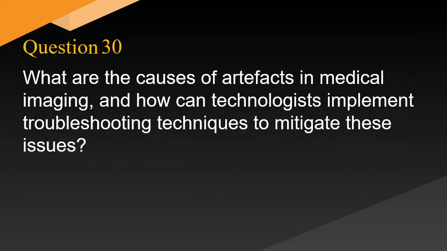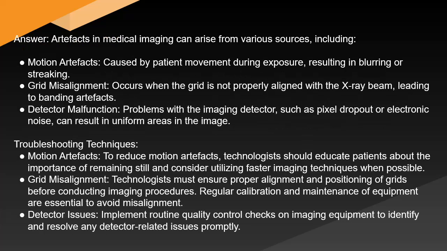What are the causes of artifacts in medical imaging, and how can technologists implement troubleshooting techniques to mitigate these issues? Answer: artifacts in medical imaging can arise from various sources, including motion artifacts, caused by patient movement during exposure, resulting in blurring or streaking. Grid misalignment occurs when the grid is not properly aligned with the X-ray beam, leading to banding artifacts. Detector malfunction. Problems with the imaging detector, such as pixel dropout or electronic noise, can result in uniform areas in the image. Troubleshooting techniques.